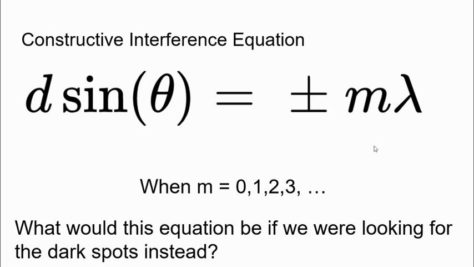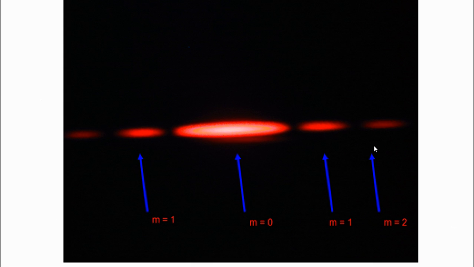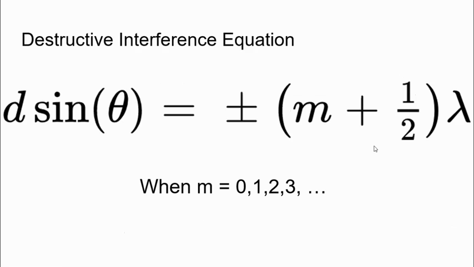And so here's the equation: d sine theta equals m lambda. Don't worry about the plus or minus there. That just means to the left or to the right of that bright fringe. So it's symmetrical. You see them on both sides. m equals 0 represents that bright fringe in the middle. And then m equals 1 represents that first fringe, plus or minus 1 on the other side. m equals 2 represents that second fringe, plus or minus 2 on the other side as well.